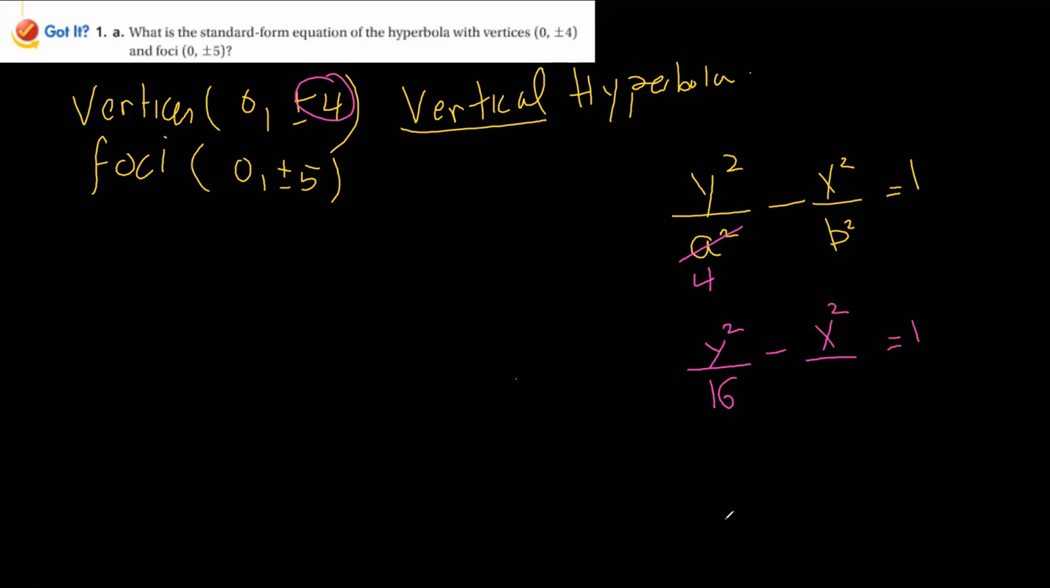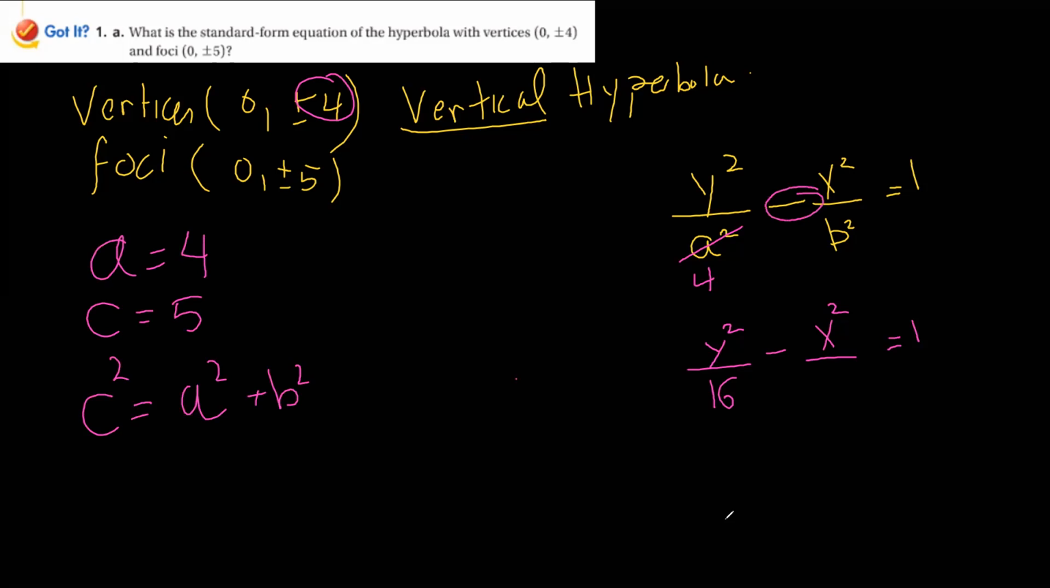Now I need the value of b. From the vertices, as we know, the vertices give the value of a. So a is 4. And the foci give the value of c, which is 5. So I need now to find b. How can I find b? By c squared equals a squared plus b squared.